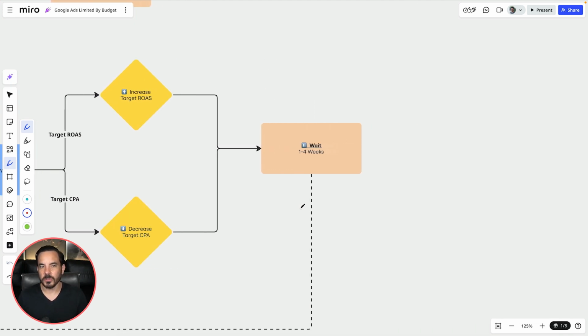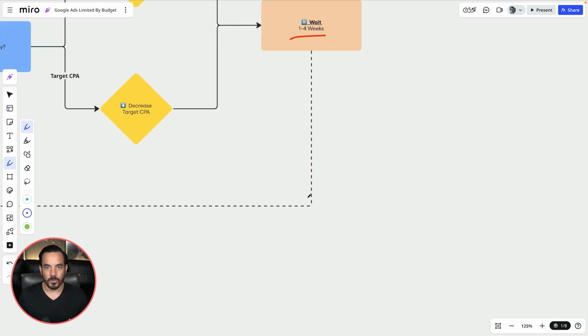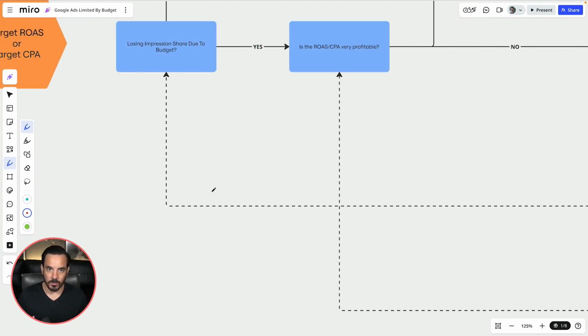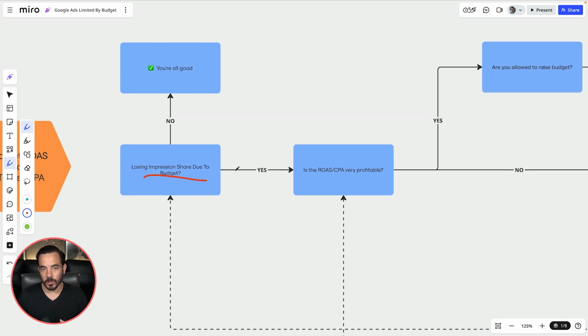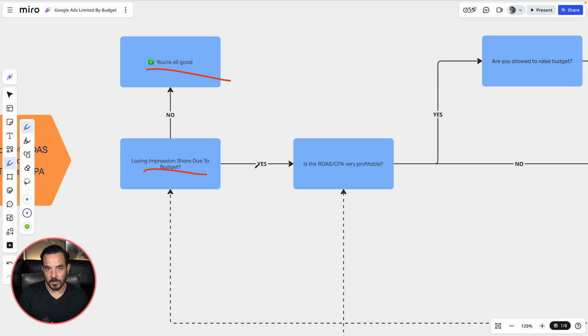After you've done this, you want to wait about 1 to 4 weeks after making the change. Then you can basically go right back to the start of this flow and you can review the lost impression share due to budget once more. If you are no longer losing impression share due to budget, then great, you're all set. But if you are still losing some, then you can start this whole flow once again, following the steps.